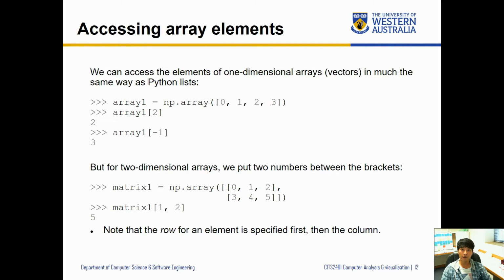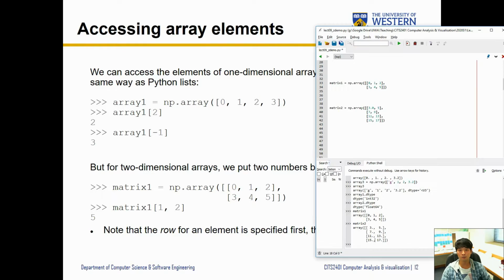We can access elements of one-dimensional arrays in much the same way as a Python list. All we have to do is pass in the index of the value that we are trying to get. Array1 at index 2 is going to give me value 2 because array1 contains 0, 1, 2. Okay, so the index represents the value here. Similar with the matrix.